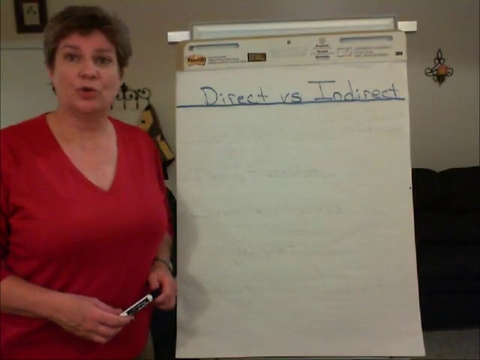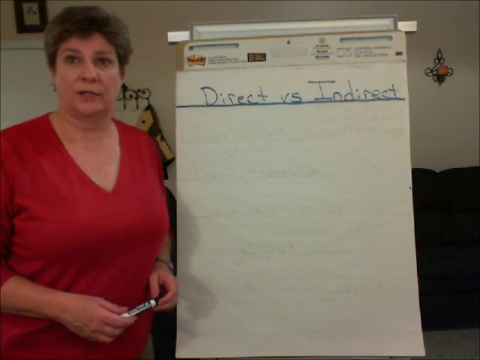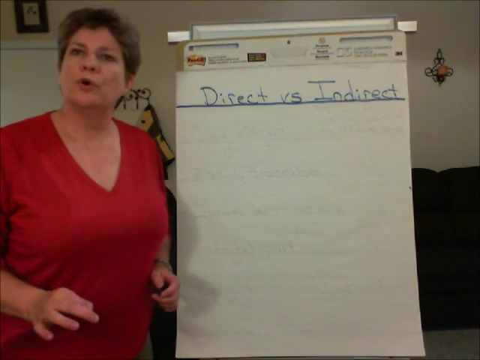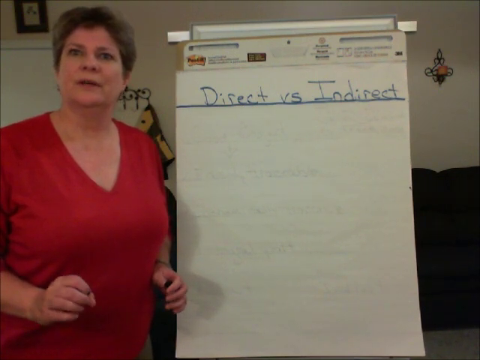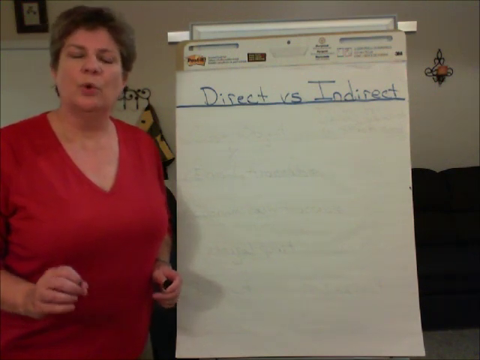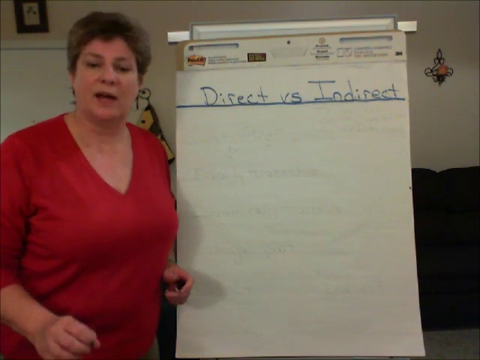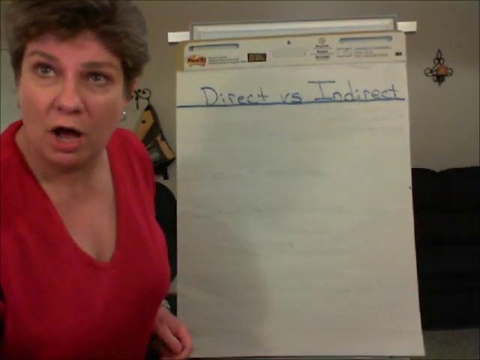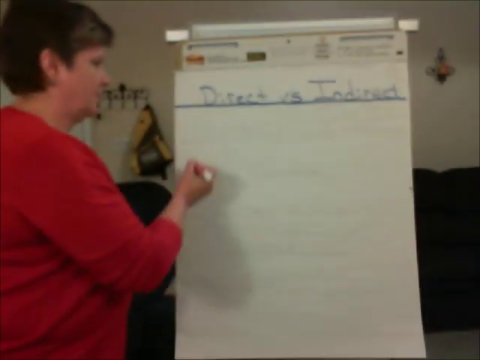Managerial accounting, direct versus indirect costs. Now, in order to understand the differences between direct and indirect costs, we first need to identify what is the cost object.